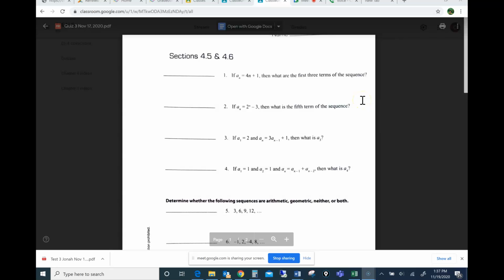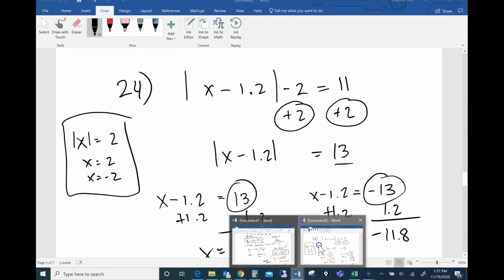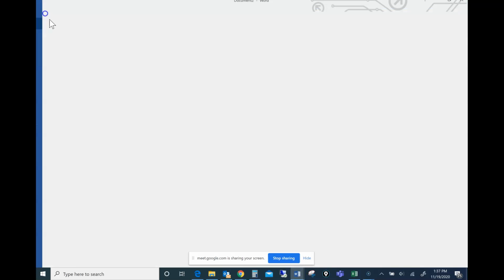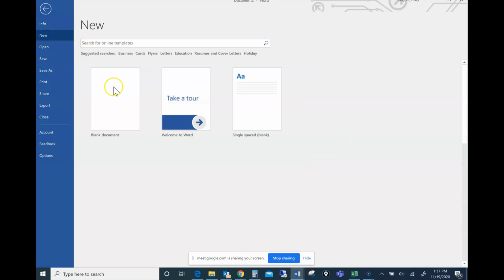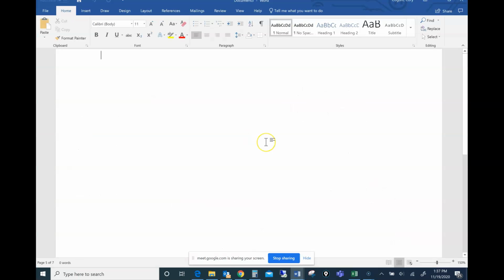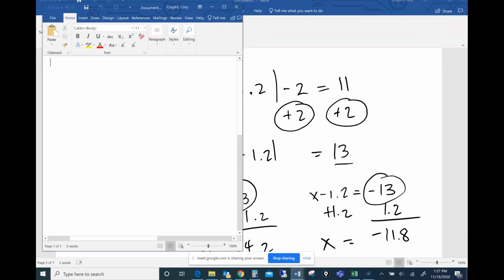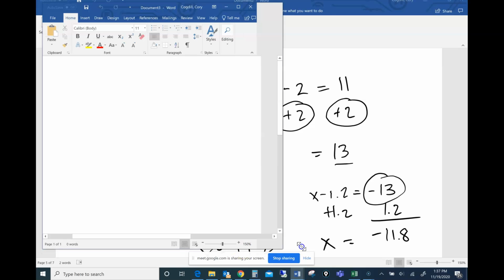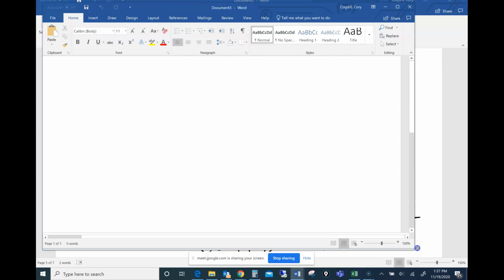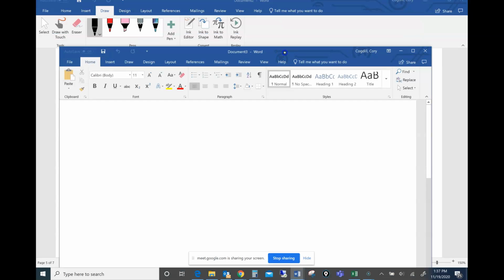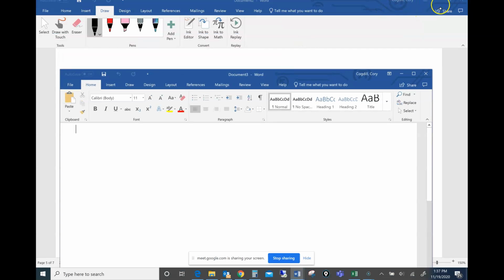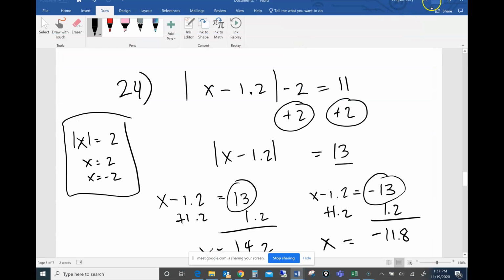Quiz number 3, sections 4.5 and 4.6. The first question, hang on just a second. So the first question, see if I can do a split screen here real quick.